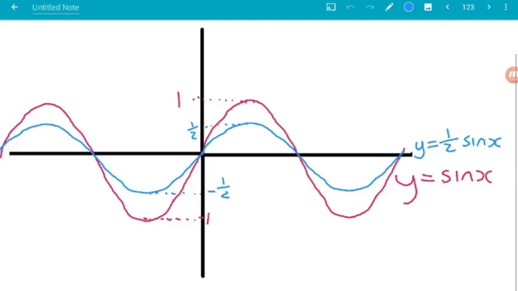And then finally, when we have y equals 1 half sine x, what's happened here then? The y values have been multiplied by 1 half, so the peaks have been pushed down towards the x-axis, the troughs have been pushed up towards the x-axis, so the peaks are now at y equals 1 half, and the troughs are now at y equals minus 1 half. So the graph has been squashed together, and that is because we have a fractional scale factor, or the function has been multiplied by a fraction. So that's what happens then.